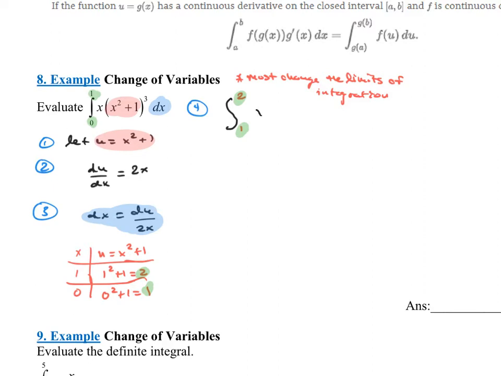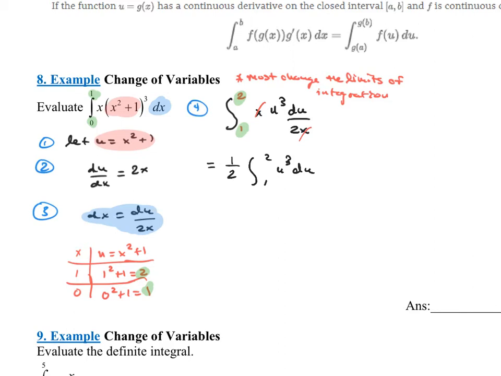This would be the integral of x. Then instead of (x squared plus 1) cubed, that would be u cubed. And then instead of dx, you have du over 2x. Again, the x's simplify. We do see that we have a constant multiple of 1/2. So this is going to be 1/2 times the integral from 1 to 2 of u cubed du. I'm about to show you the beauty of swapping those limits of integration.